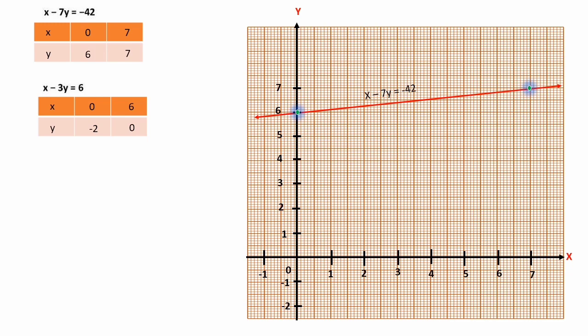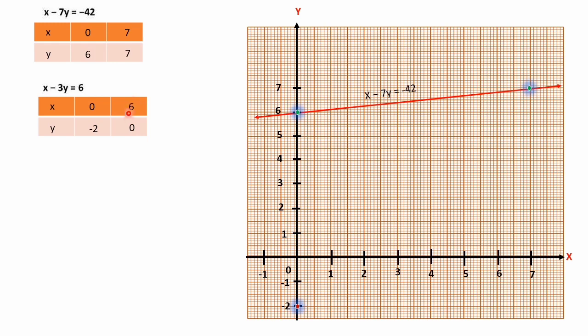Then we have to draw the second equation. For the second equation, x value is 0, y value is minus 2. X value 0 is here, y value minus 2 means you have to come down. So this is minus 2. So 0, minus 2 we have marked.